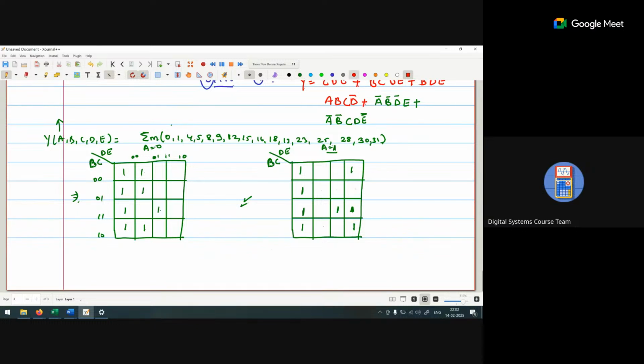Now the first group: if you see the first row, first column of this one and first column of this one, it will create a group of 8. Now for these two, the value of A is changed, so I'm not using the value of A. The value of B and C is also changed because it covers the 4 rows. Only the value of D and E is constant. So the value of D is 0 and the value of E is also 0. Clear?